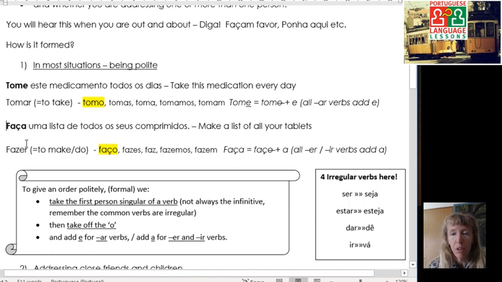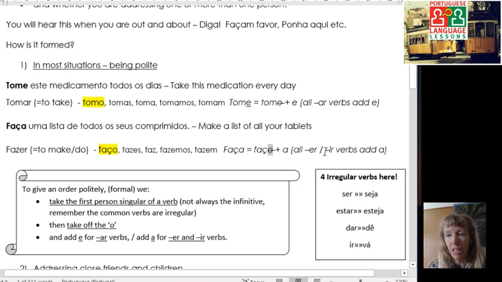Another example, faça uma lista de todos os seus comprimidos. Make a list of all your tablets. So faça comes from the verb fazer. And so how do I conjugate this in the present? Faço, fazes, faz, fazemos, fazem. I'm interested here in faço. So to make faça, I take faço and I cut off the O and I replace that with an A.